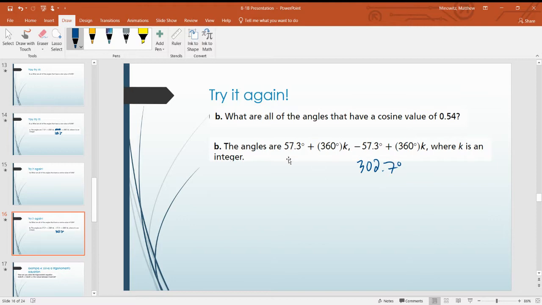But in mathematics, we're going to try to take the path of least resistance. So we're going to have the positive to get into the first quadrant and the negative to get into the fourth quadrant. Once again, plus 360 to get all of the angles that are coterminal at 57.3 and coterminal at negative 57.3. So if it asks you what's the angle, there's an infinite amount of choices.